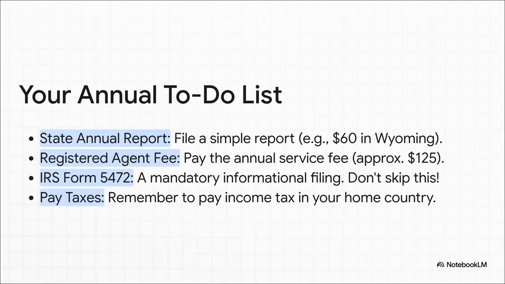First, you've got to file a quick report with the state. Again, in Wyoming, that's just a $60 fee. Second, you'll pay your registered agent their yearly fee, usually around $125. Third, and this one is super important, you must file a form with the IRS called Form 5472. It's just for information, you don't owe money on it, but the penalty for not filing it is massive, so do not forget this one. And finally, just a reminder, you pay the income tax on your earnings back home in your own country.